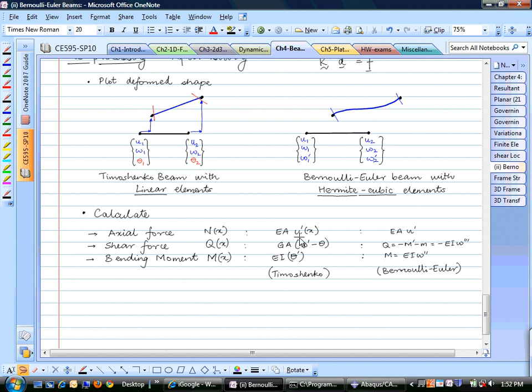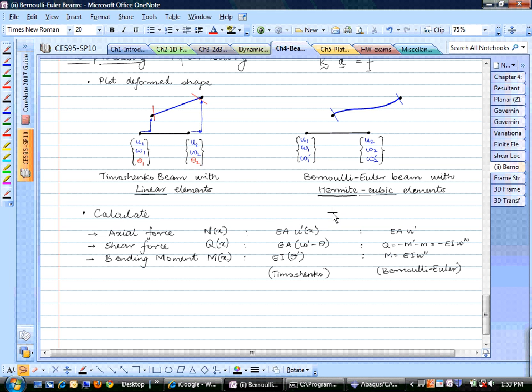And after that, once you know the axial displacement at any point along the length and the transverse displacement W and theta at all the locations, you can calculate shear force. That for the Timoshenko beam is given by this. For the Bernoulli-Euler beam, it is minus EI W triple prime. For bending moment at any location along the beam, we just have EI times curvature. And curvature, the exact formula again is theta prime. But when you use Bernoulli-Euler beams, theta prime is nothing but W double prime.